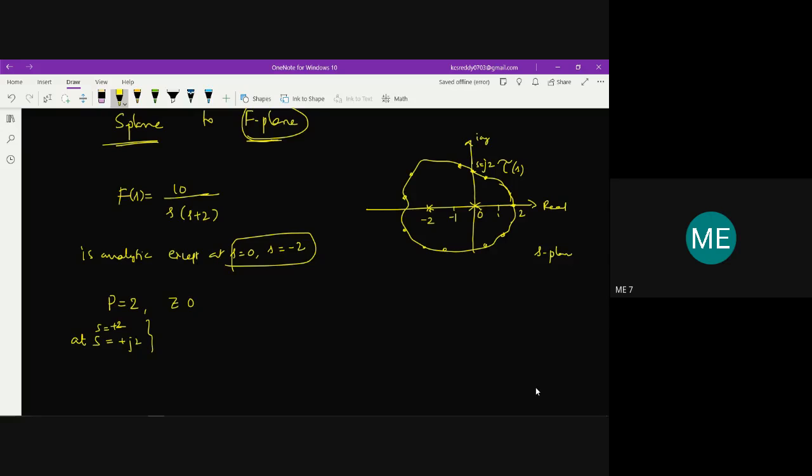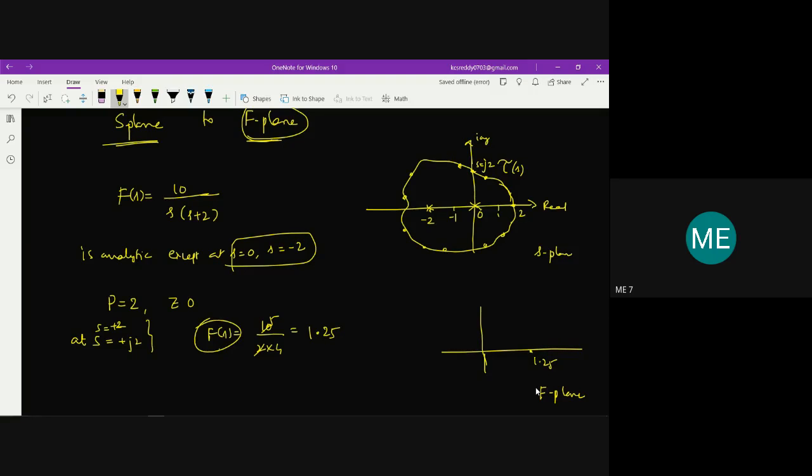So at these two points, if I find out the f of s value at s equal to 2, that is 10 by 2 into 4. So I'll be getting 5 by 4, which is 1.25. Means in the f of s plane, if I take this f plane, see here, this is the f plane, because we are taking the values of f of s. So by substituting the s value, it is going to be 1.25.